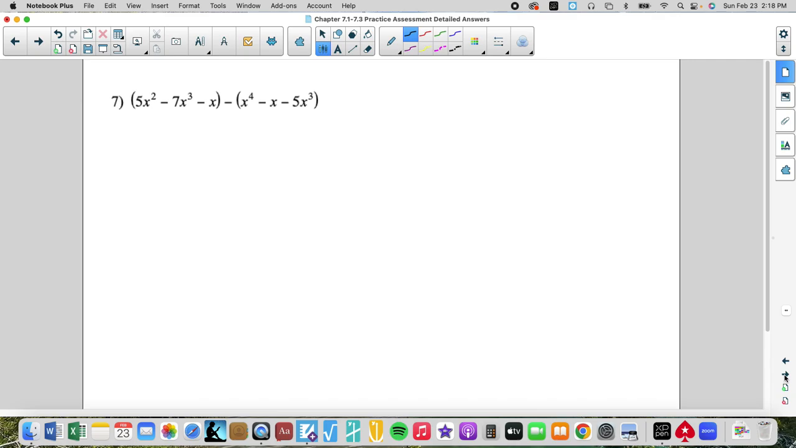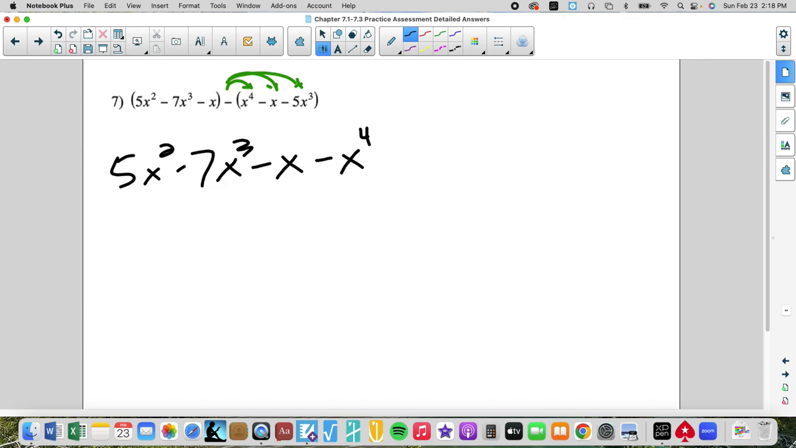All right, this negative, we have to distribute it. It will change all three of those terms. 5x squared minus 7x cubed minus x. And now we have to focus on changing. So negative x to the fourth plus x plus 5x to the third. We have to distribute it to all three.